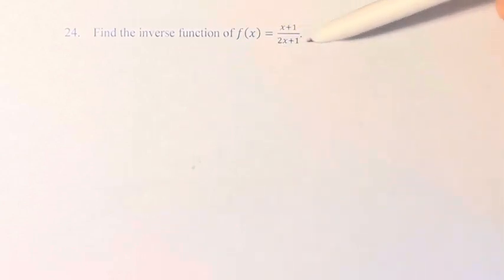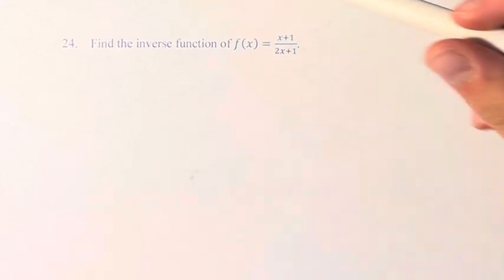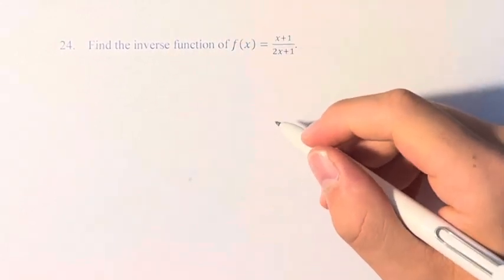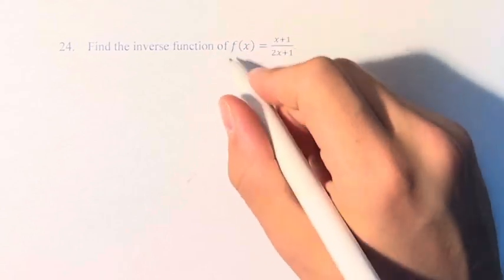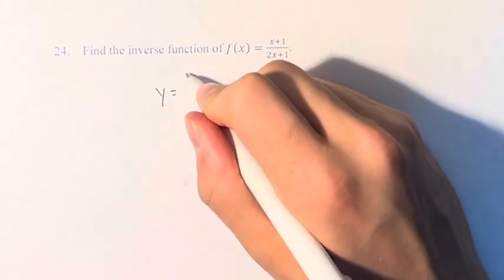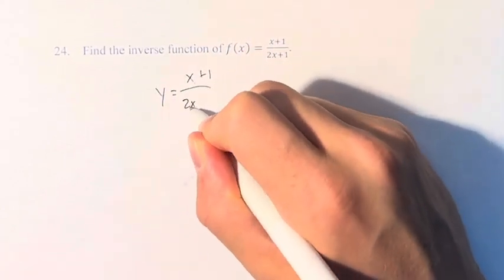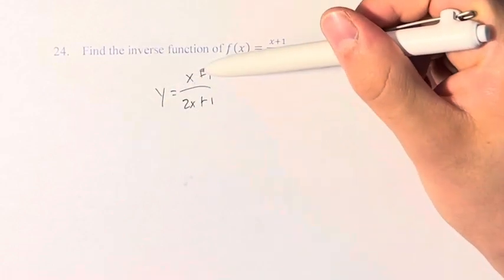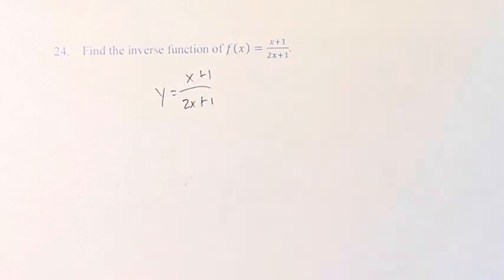In this problem, we're asked to find the inverse function of f of x is equal to x plus 1 over 2x plus 1. So what we have to do here is take the equation that we have, right? Let's set f of x equal to y, because it'll make it a little bit easier to solve. We have y is equal to x plus 1 over 2x plus 1.